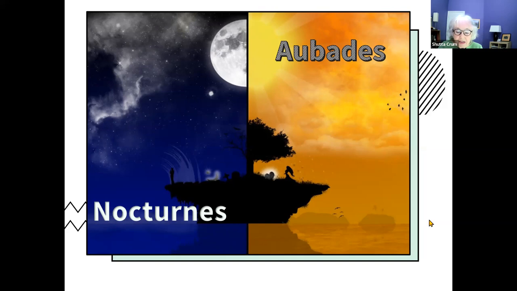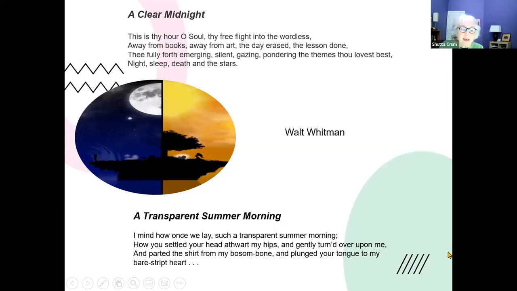For some reason my slide isn't moving. There it is. Here are two short examples by Walt Whitman. A clear midnight. This is thy hour, O soul, thy free flight into the world, wordless, away from books, away from art, the day erased, the lesson done, thee fully forth emerging, silent, gazing, pondering the themes thou lovest best, night, sleep, death, and the stars.